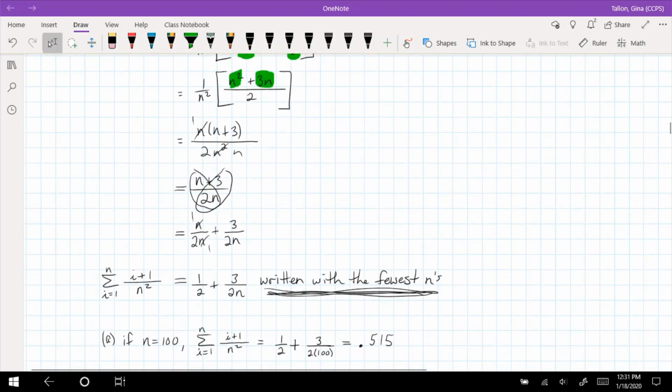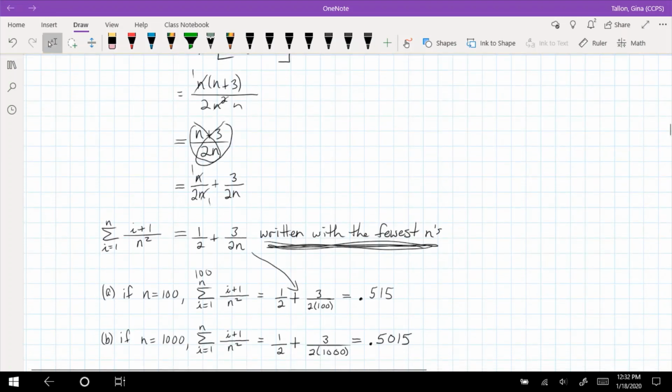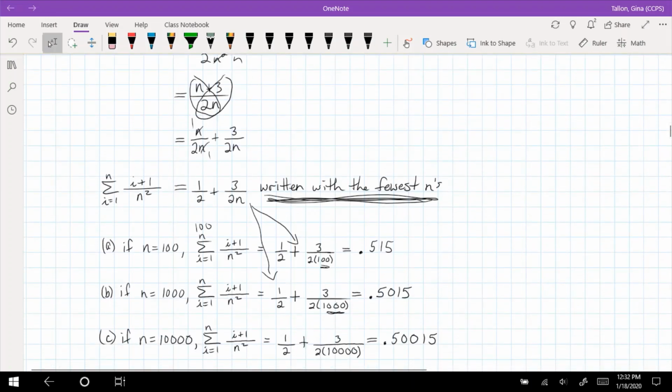So now, let's let n equal 100. If n is equal to 100, then the summation as i goes from 1 to n, this n right here is going to equal 100, is going to simply be this formula over here with the 100 put in for n. If you use a calculator with this, you end up with 0.515. If n equals 1,000, you again take this formula, and you're going to use this formula with 1,000 in for n right here, like you did 100, and the summation ends up giving you 0.5015. If you use 1,000, no, 10,000, I apologize. If you use 10,000, you're going to put a 10,000 into the formula, and your answer is going to be 0.50015.